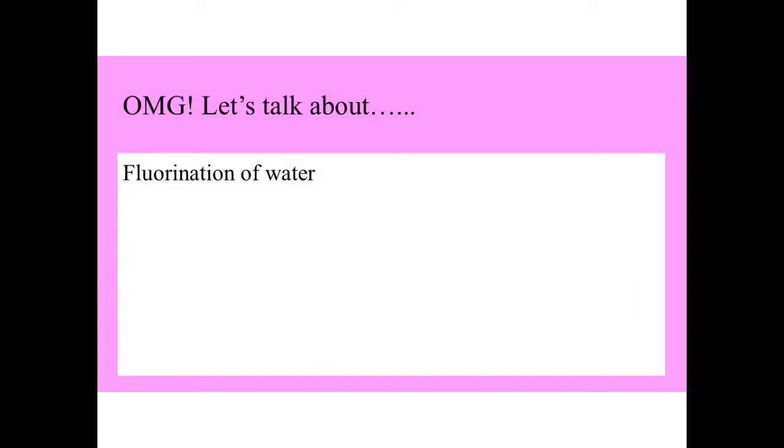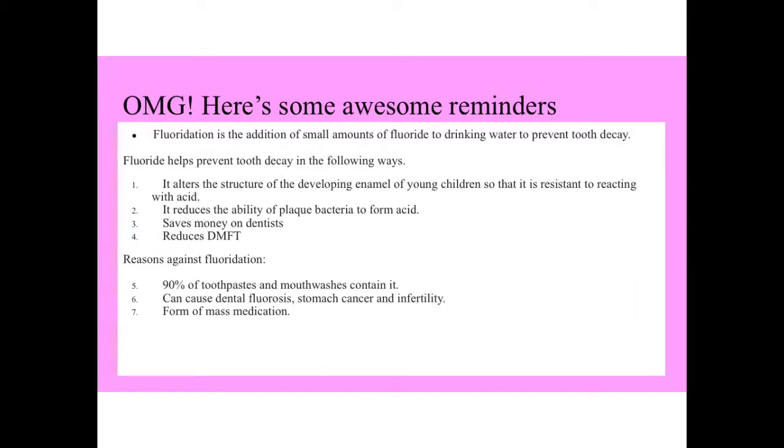Welcome back to another OMG It's Chemistry, and today we're talking about fluoridation. So how do we fluorinate water? Fluoridation of water is adding small amounts of fluorine or fluoride to drinking water. We use it to prevent tooth decay, okay? It helps prevent tooth decay in the following ways.